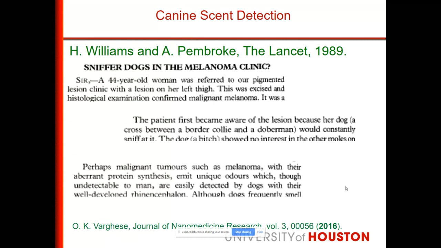she complained that there was a lesion on her left thigh. She said she noticed it because her dog constantly sniffed at it. Even though she was covering it, the dog kept coming back to exactly that location. So she was suspicious, and she went to their clinic to check it. They took a biopsy and found that it was cancer. They communicated that to the journal. This shows that dogs have the ability to sniff cancer out.